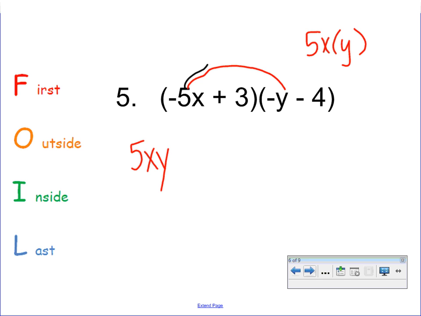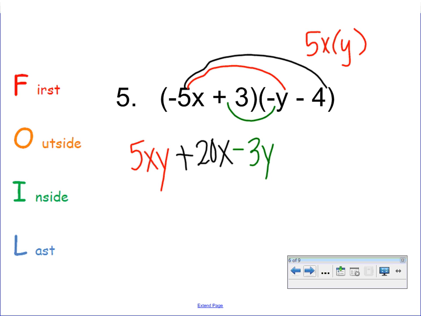Now when I multiply the outside, I have a negative 5x times a negative 4. A negative times a negative is a positive. 5x times 4 gives me 20x. Now I'm ready for my inside terms. Positive 3 times a negative y is negative 3y. And then last, positive 3 times negative 4 gives me a negative 12. So now I have to see, is there anything that I can combine together? My first term I had a 5xy.